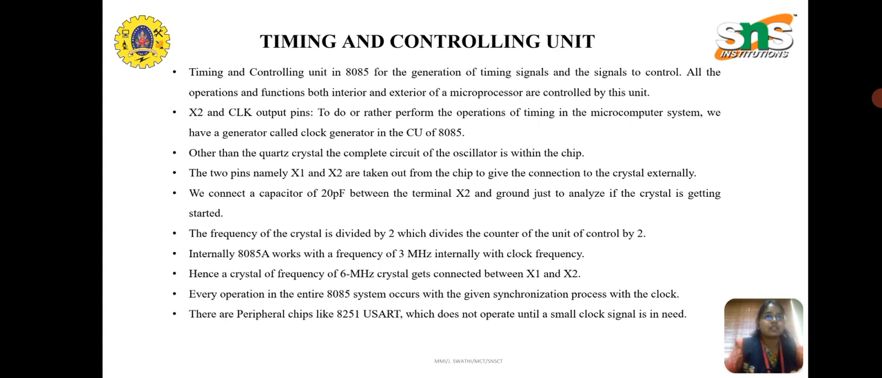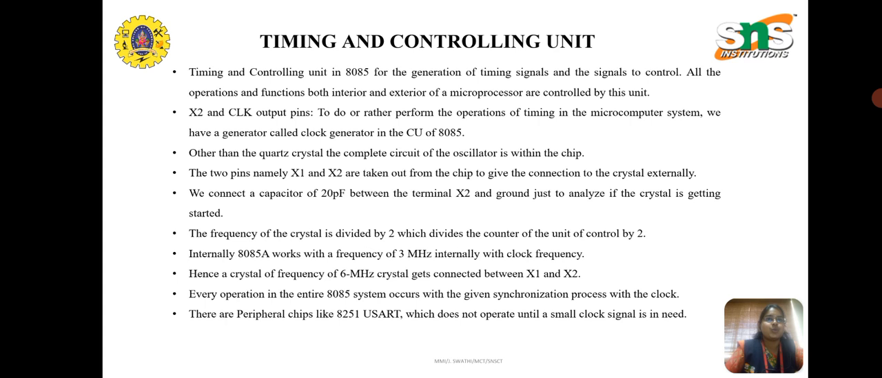The frequency of the crystal is divided by 2 by the counter of this control unit. Internally, 8085 works with a clock frequency of 3 MHz. Hence, the crystal frequency is 6 MHz. The crystal gets connected between X1 and X2. Every operation of the entire 8085 system occurs within a given synchronization process.